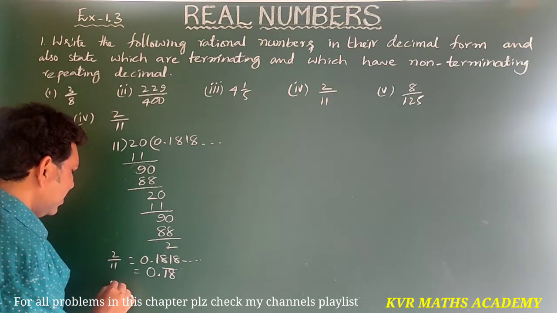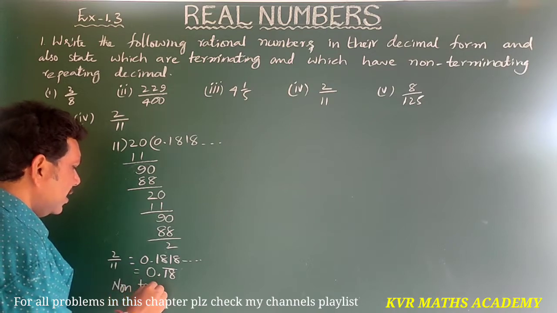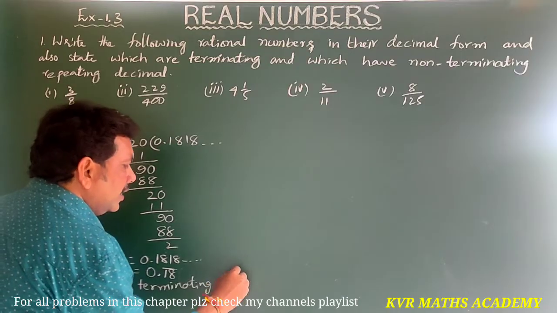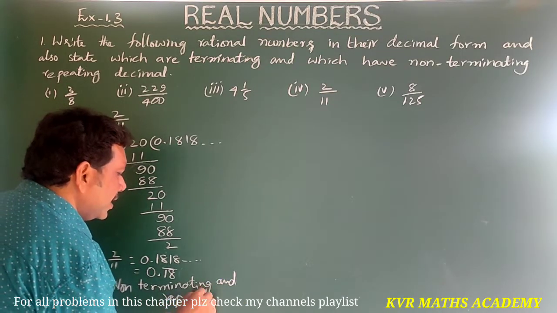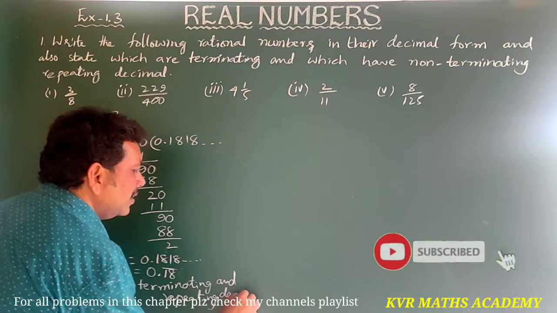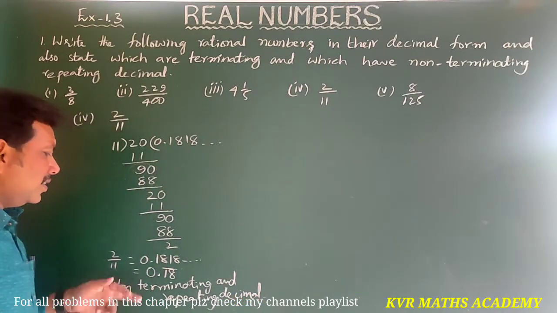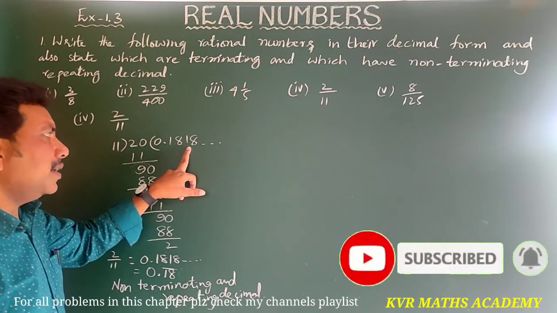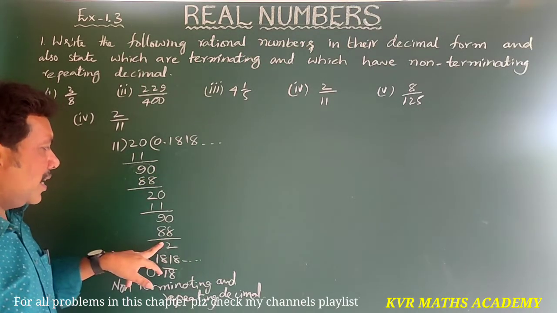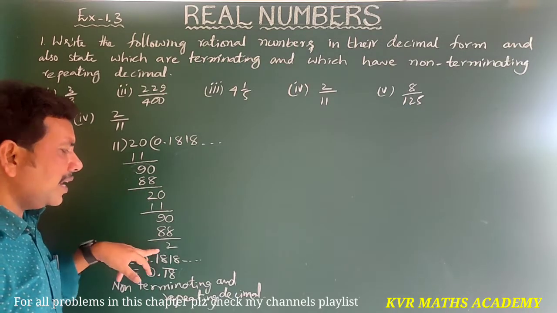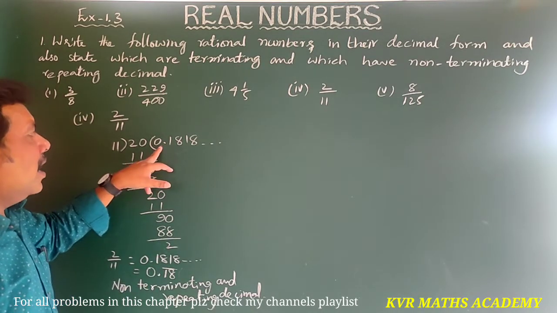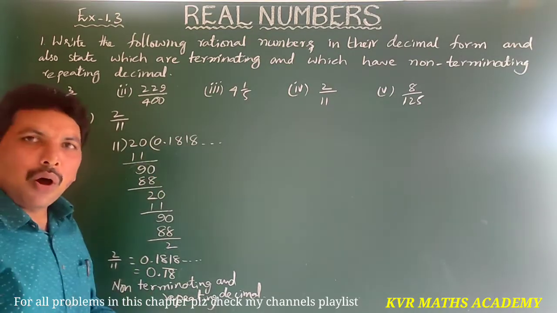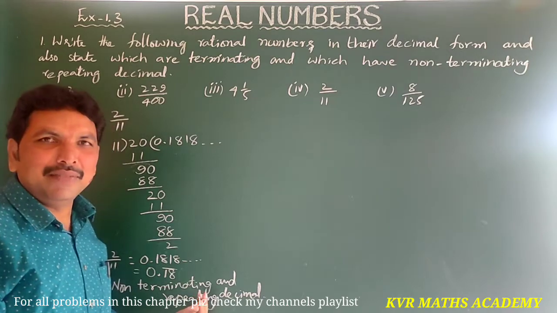So this is a non-terminating and repeating decimal. Understood? This is non-terminating, not stopping; the numbers have not stopped here. So 2 is coming again, 9 is coming, 2 is coming, 9 is coming. So that's why after the decimal 1818 and so on keeps repeating. So that's why it is a non-terminating, repeating decimal.